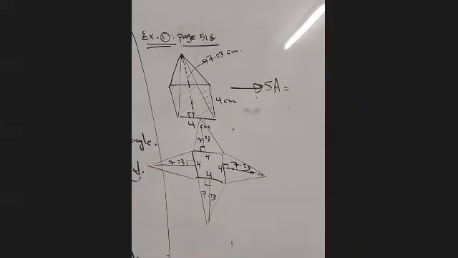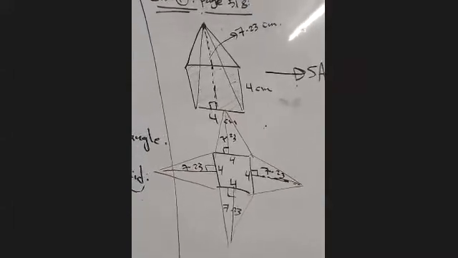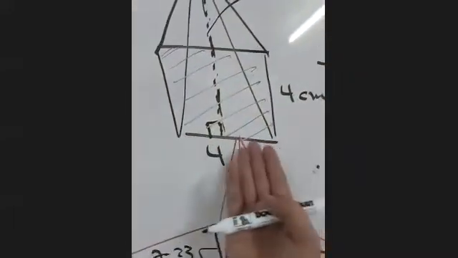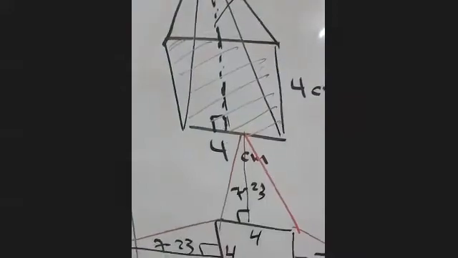The area of the square. It's 4 centimeter. The area, not the side length. This is the side length. I want the area of this square. Do you know?